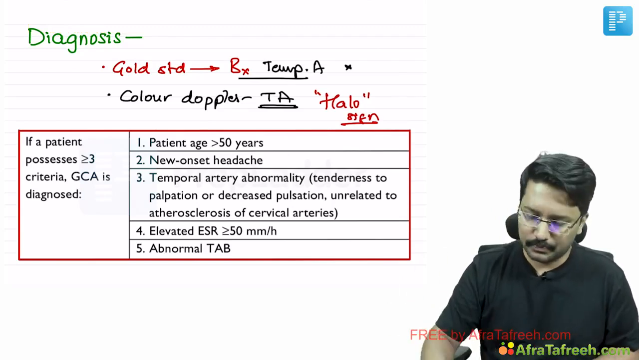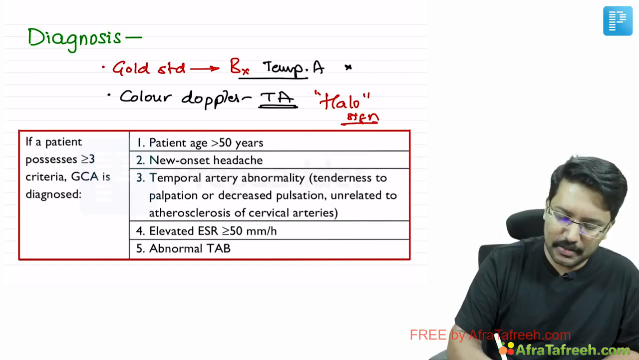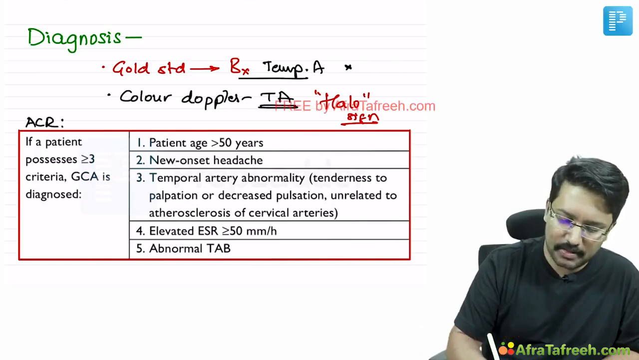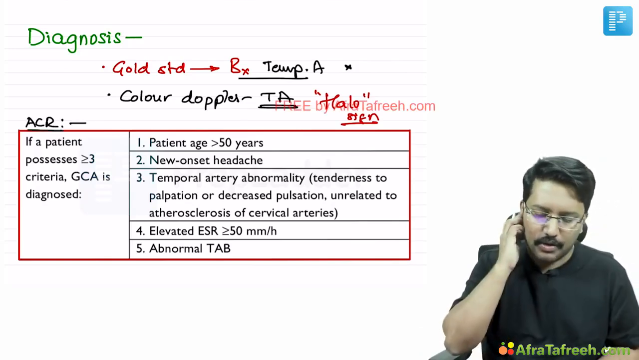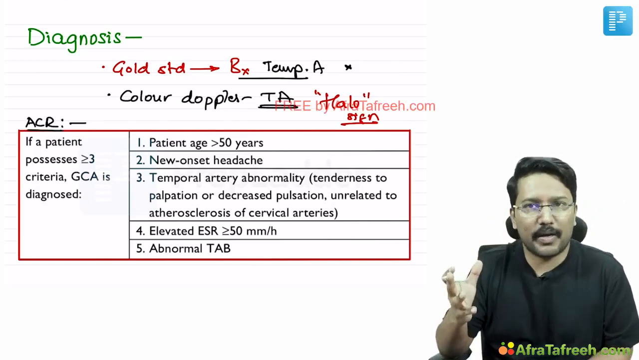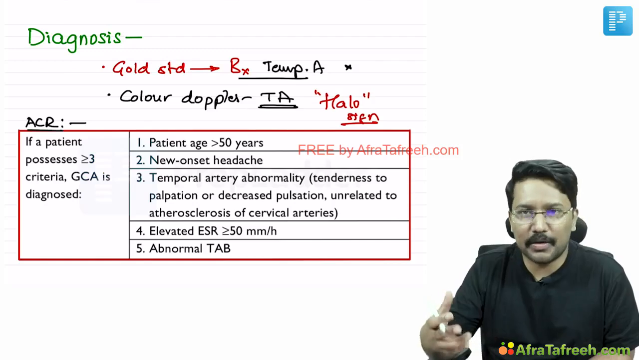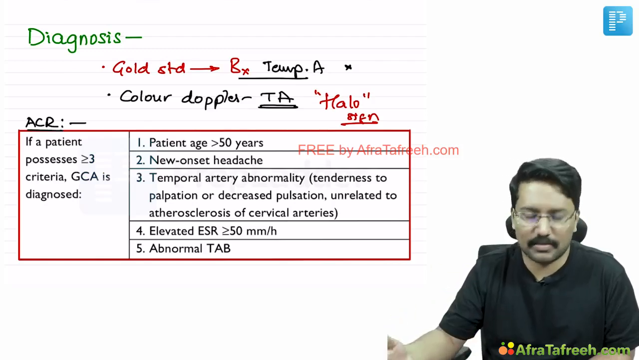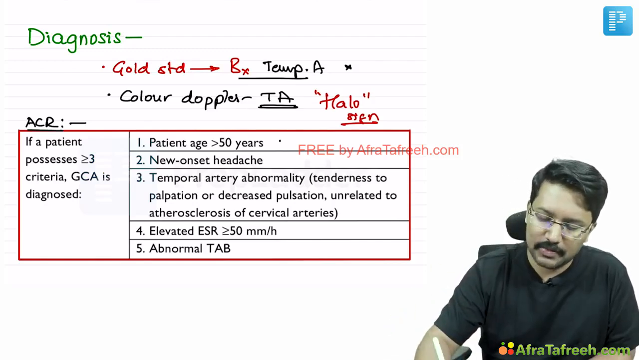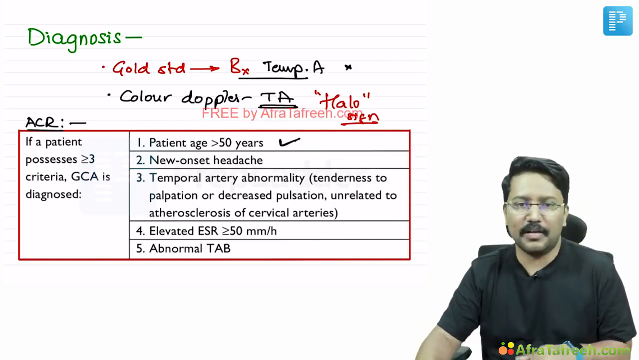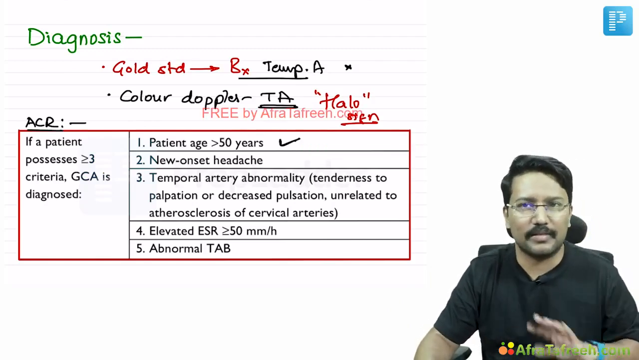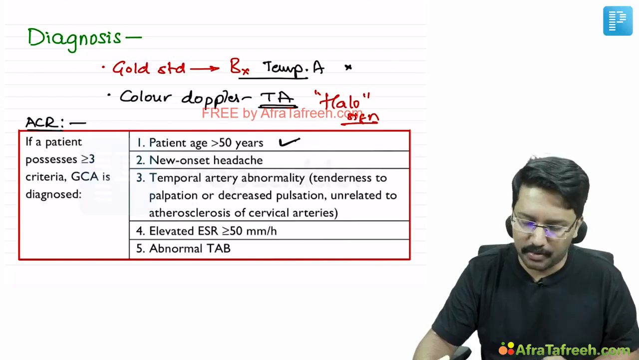Nonetheless, we still need to know the ACR classification criteria for giant cell arteritis, according to which there are 5 important parameters, and if 3 or more of these parameters are satisfied, you can classify a case as giant cell arteritis, right? What are those parameters? The first one is about age, obviously expected, right? So age more than 50. That is kind of an important entry point, right?